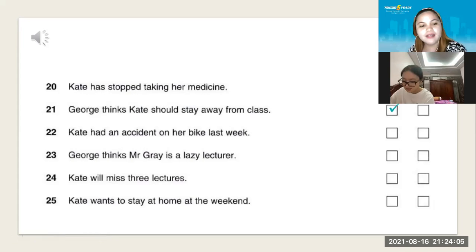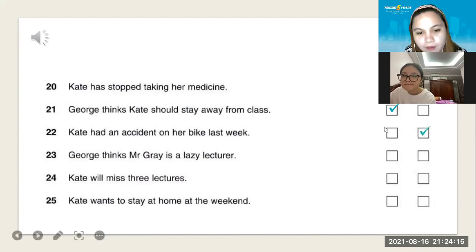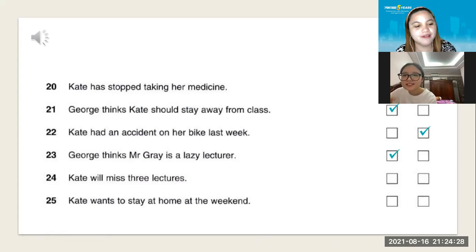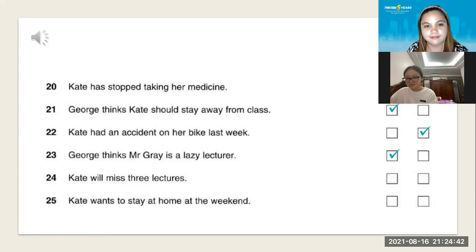Yes, it's correct. 22. Kate had an accident on her bike last week. B. Okay, number 23. George thinks Mr. Gray is a lazy lecturer. I think it's A. I don't know. Correct. Number 24. Kate will miss 3 lectures. I think it's A. It's A. Correct. And last one, 25.